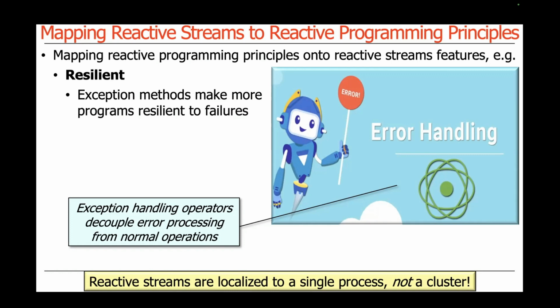And this is actually quite a bit like the exception handling mechanisms that are defined in Java Completable Futures that we talked about. Note that these reactive streams are localized to a single process, not a cluster. So we're just talking about making sure that a process doesn't come crashing down rather than a group of processes that are working together in concert in a cluster.